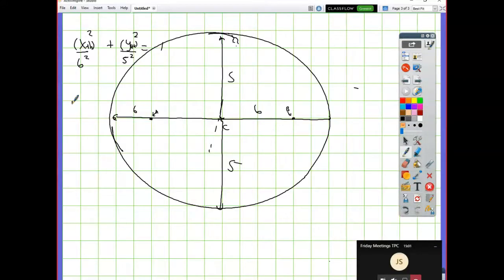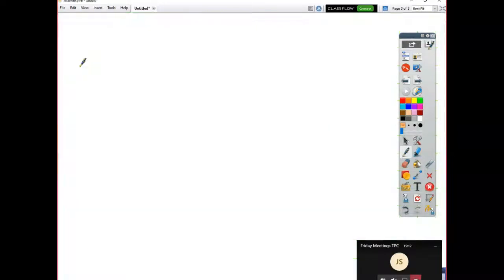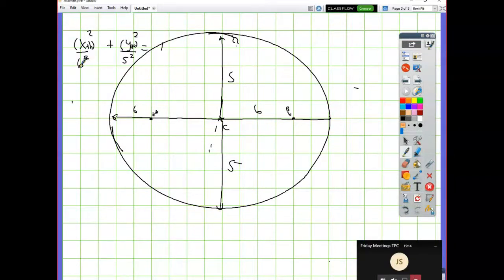Okay, a is the distance in this direction, because underneath the x, the square root of whatever number's down there, in this case 6 squared, so it'd be 6, is how much we go this way and this way from our center. B, whatever this number is, is how far I go up and down from my center.